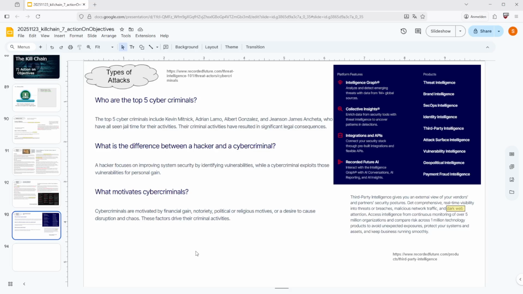Okay, but this much to that. So now let's read on the left side. Who are the top five cyber criminals? Oh, they have names here. Kevin Mitnick, Adrian Lamo. I don't know these names. I don't care about names of cyber criminals. I know the groups of them, like Cozy Bear or APT. We will go through those as well. And who have all seen jail time for their activities.